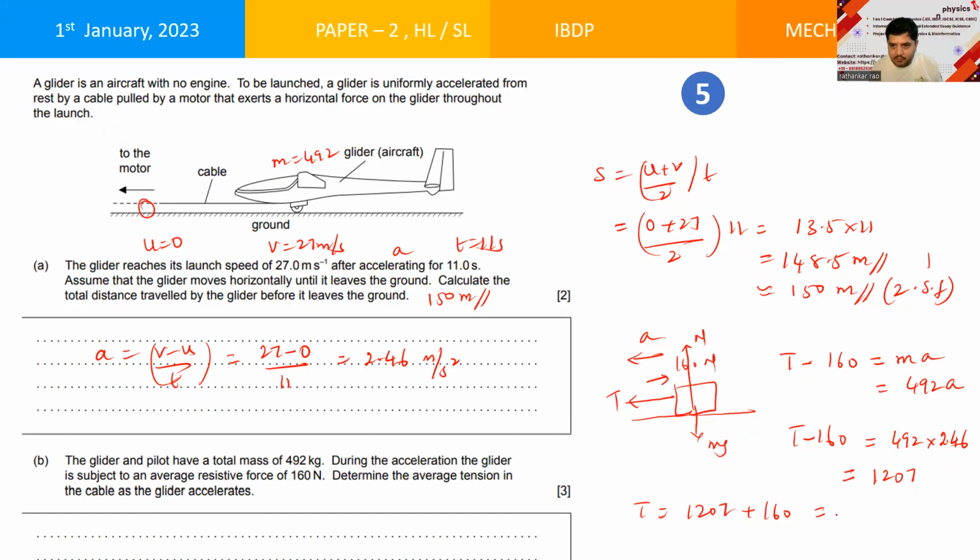Okay. So it should be 1,367 Newton. So finally we have 1,367 Newton. Now you see this is 160, this is 492, and this is 1,367. How do I put it? If I put it as 1,400, this has two significant figures, this is three significant figures. Okay, because 1,400 would be too much of an approximation.